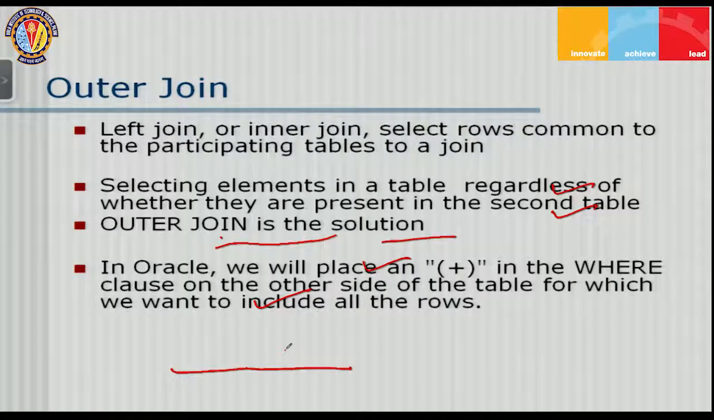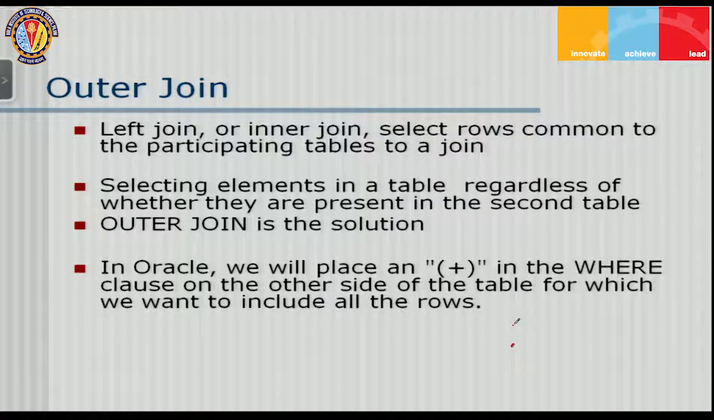So, outer join. Let me clear this annotation. Inner join selects rows common to the participating tables of a join. This is the conventional join as we denote it. The outer join selects elements in a table regardless of whether they are present in the second table or not. In Oracle, this is Oracle specific syntax, but this may be different in a different RDBMS.